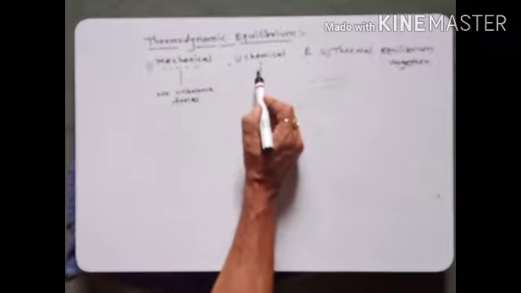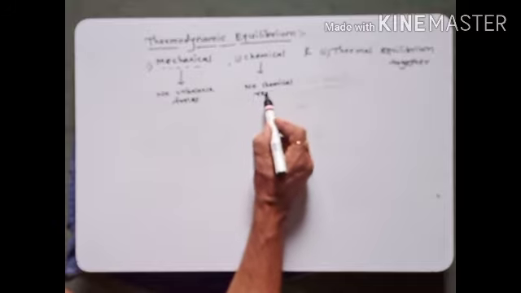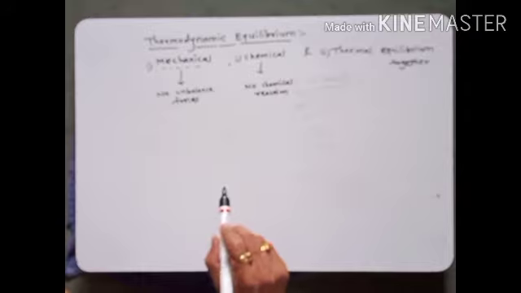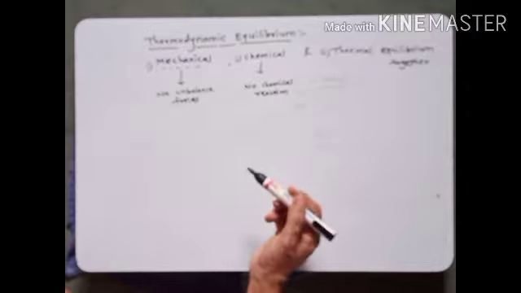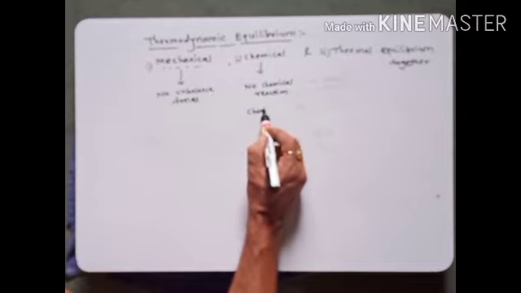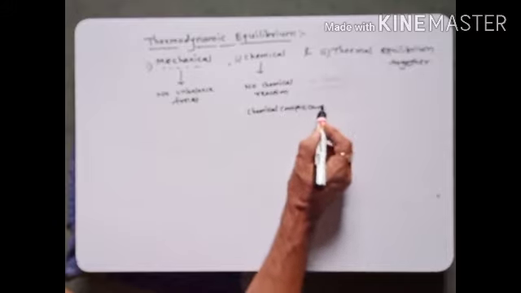Now we consider next, what is meant by chemical equilibrium? When there is no chemical reaction between various parts of the system and surrounding, then that system is said to be in chemical equilibrium. That means chemical composition is constant. I will write here, chemical composition is constant.